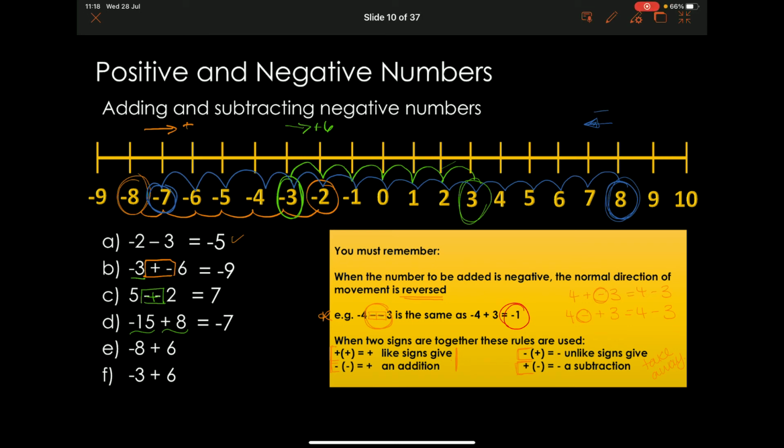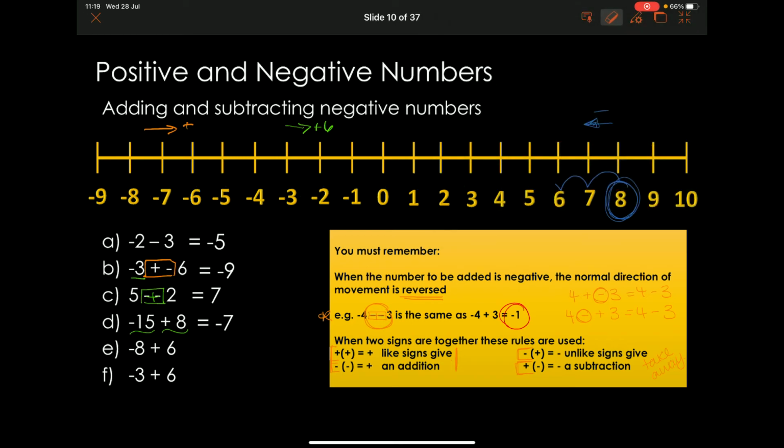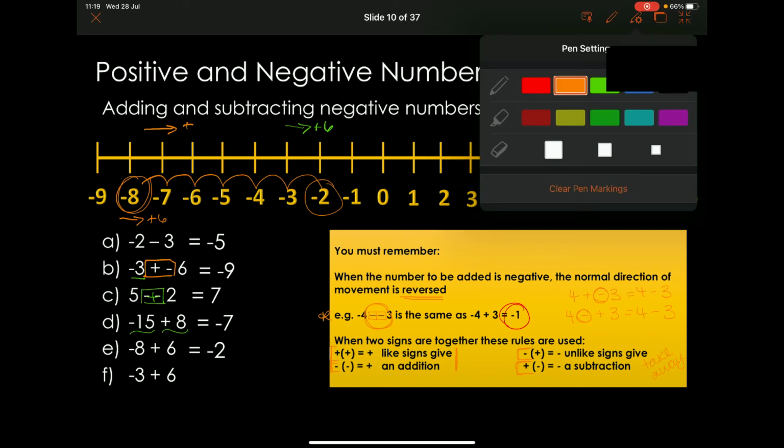So next we've got question E, minus 8 plus 6. I'm just going to rub out some of this because we're going to start getting a bit confused. Minus 8 plus 6. Well, here's minus 8. And we're going to add 6. And we know we've got to go that way for plus 6. So it's 1, 2, 3, 4, 5, 6. Giving us minus 2. Nice and easy. And then the last one is minus 3 plus 6.